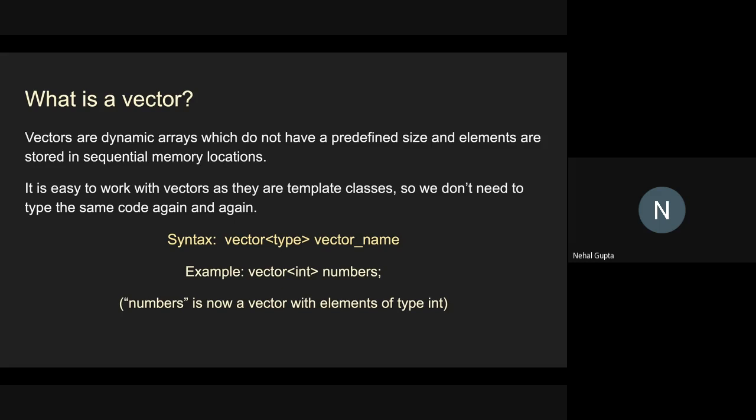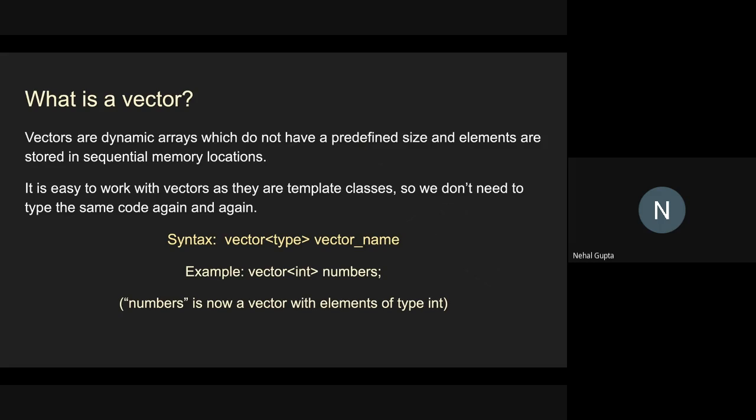Secondly, vectors are very important because they help us overcome the limitations of arrays. Like, you know that in arrays, we have to define a size. We cannot just simply define an array and then increase the size later on. We cannot do that. That is not allowed. But what is important about vectors is that the size is not predefined. We can increase the size later on, depending on our need.